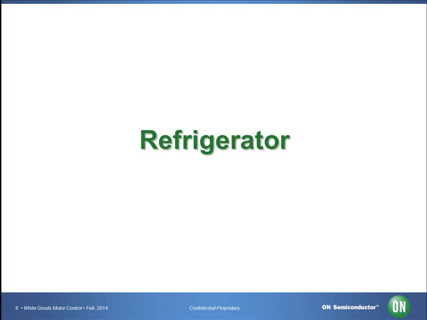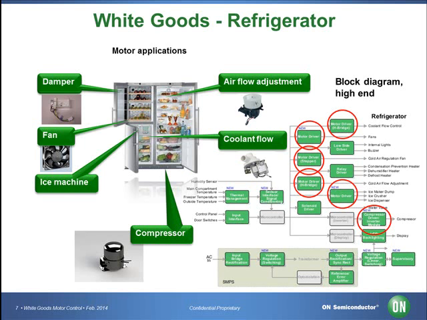Let's talk specifically about refrigerator applications. Even basic refrigerators have a compressor motor and a coolant flow pump. Higher-end products utilize motors for airflow adjustments through the use of fans and dampers. The ice maker might use two motors, one to dispense the ice and the second to empty the ice tray.